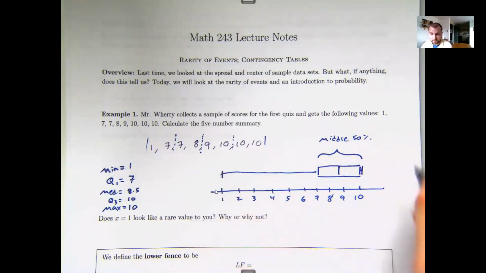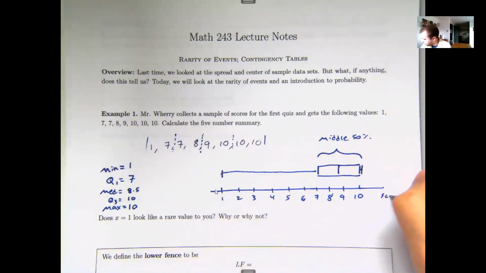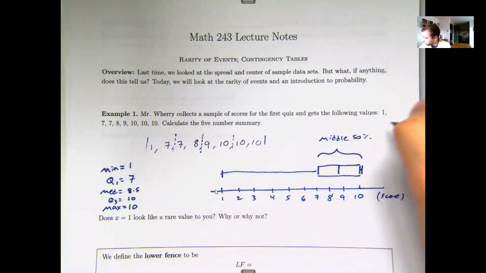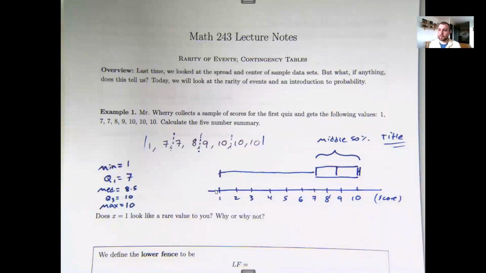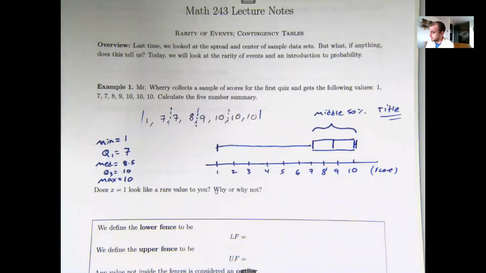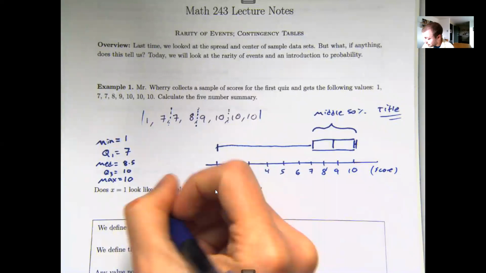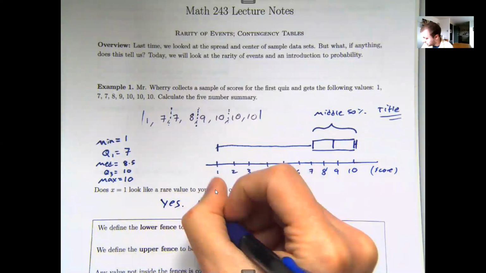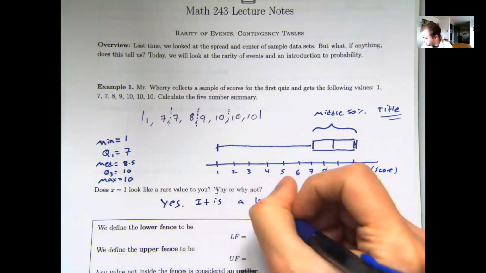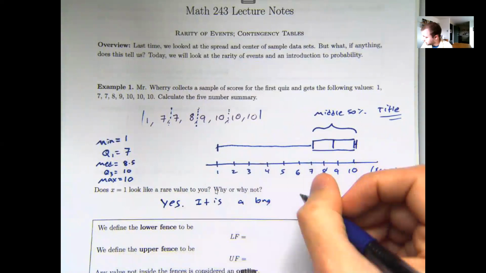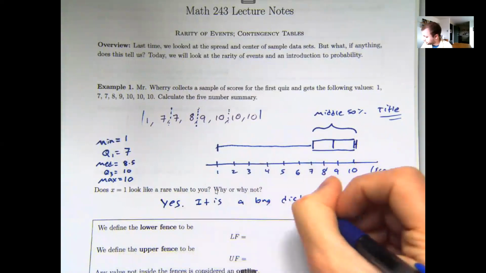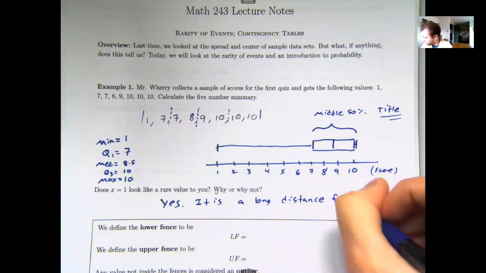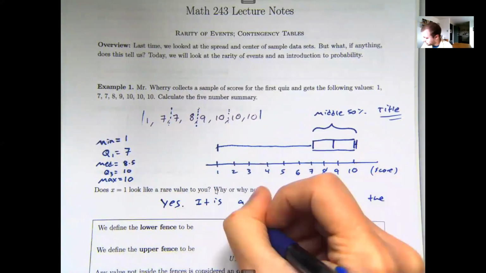Whenever I make a graph, I should always include units. So I'm just going to quickly add that. This was the score on the quiz. And whenever I have a graph, I should also have a title. I'm just labeling that informally so you remember that's the best practice. Does 1 look rare to you? I would say yes. My reason for this is it is a long distance, or really far distance, from the middle block.